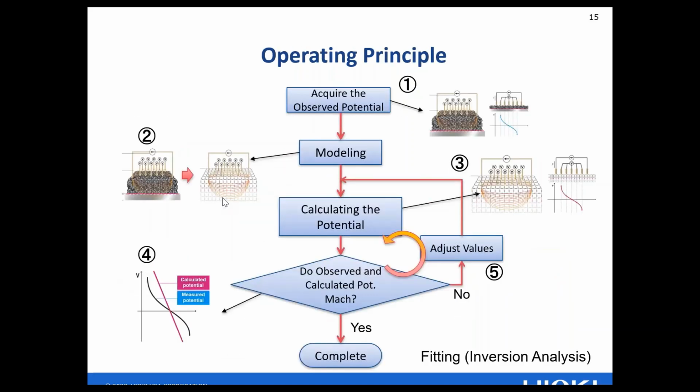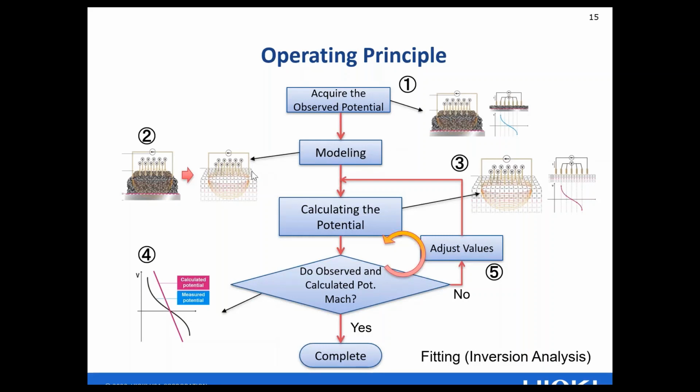A bit more details on how the measurement works, and yeah, that's been vetted and verified in numerous cases. So the first thing is we acquire the observed potential. We acquire potential by applying a current. We measure the voltage drop over a field of probes.